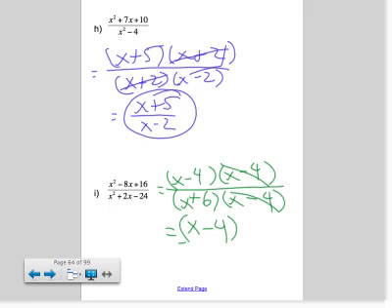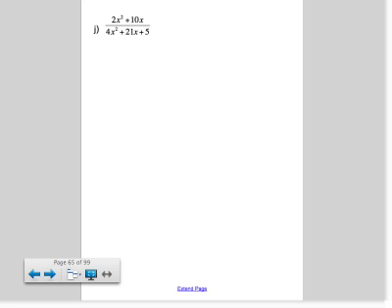The x minus 4 cancel. So you have x minus 4 over x plus 6. Those parentheses aren't really necessary on top. You can put them there if you want. It's not wrong if you put them, but you don't have to have them. Okay, and then I believe this is the last example.